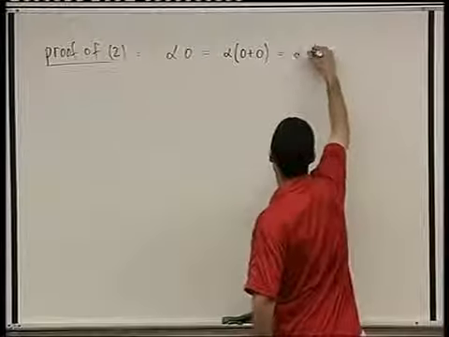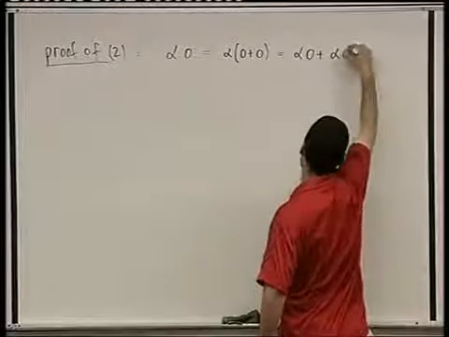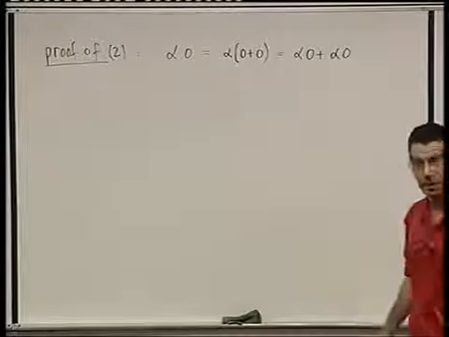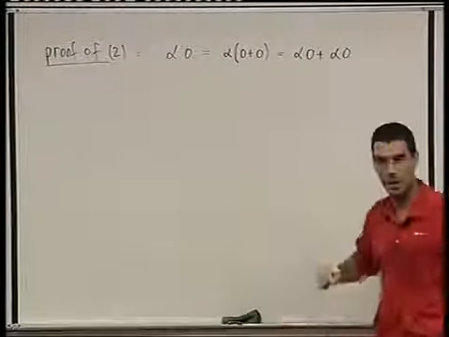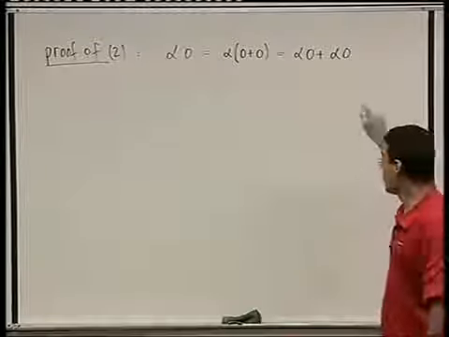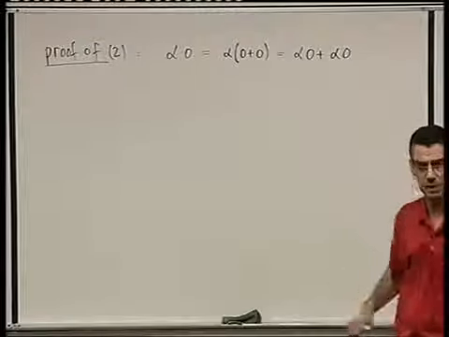Now, I'm going to use one of those distributivity properties, number 3 in the definition. This equals alpha times 0 plus alpha times 0. Do you agree? Okay, so again, I'm concretely saying in each step what I'm relying on in order for this to hold, only by the definition.